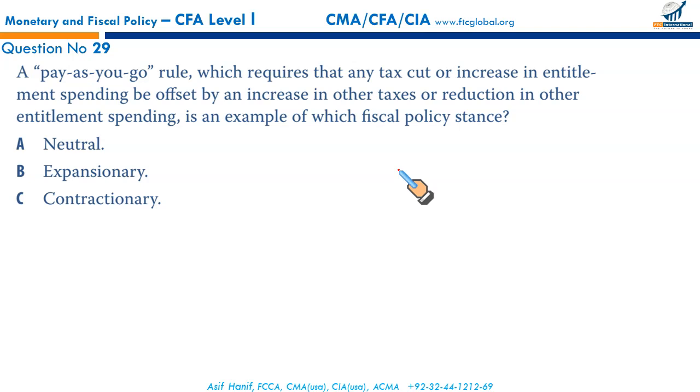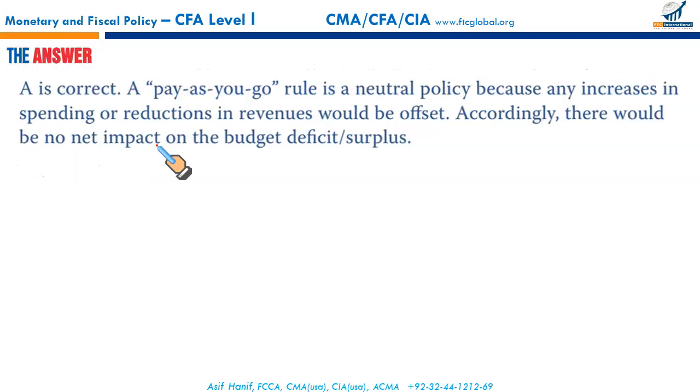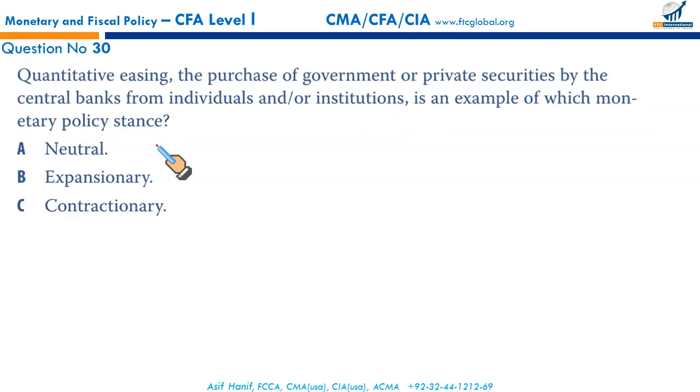Next, a pay-as-you-go rule, which requires that any tax cut or increase in entitlement spending be offset by an increase in other taxes or reduction in some other entitlement spending, is an example of which fiscal policy? Neutral, because the increase is being offset by a decrease. Accordingly, there would be no net impact on the budget deficit or surplus. So it's a neutral policy. That makes A the correct option.